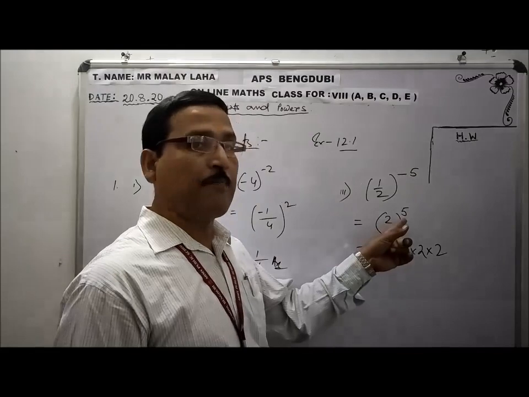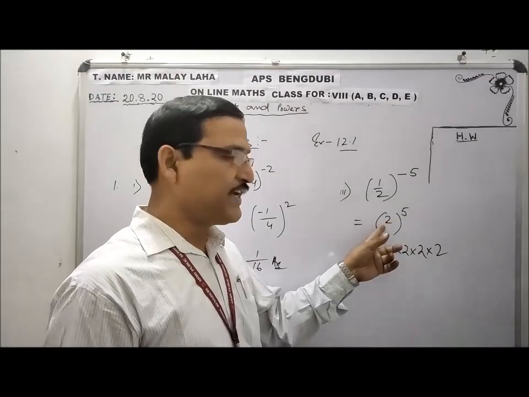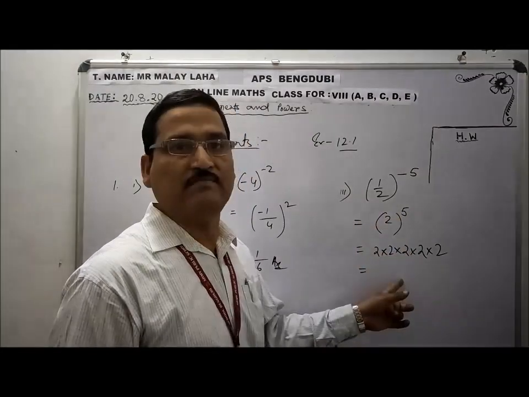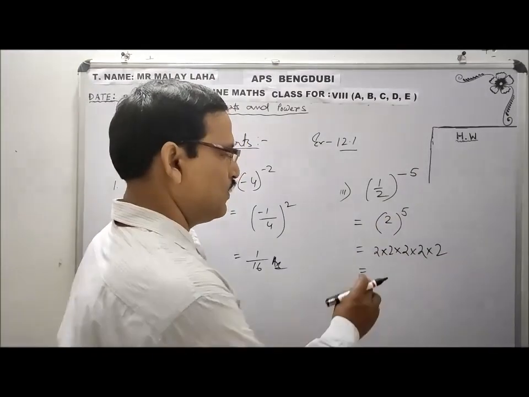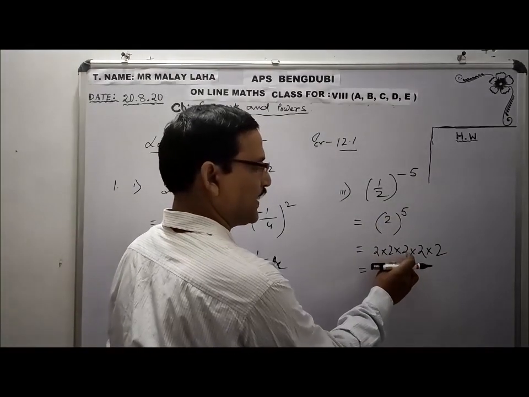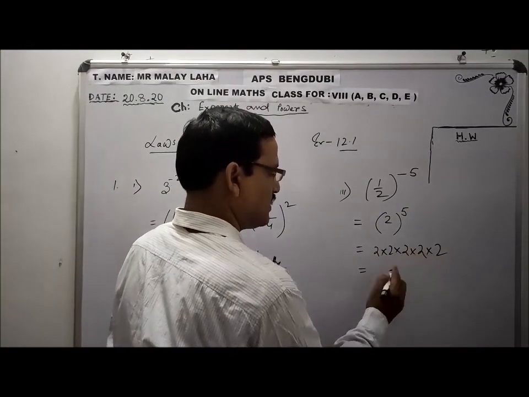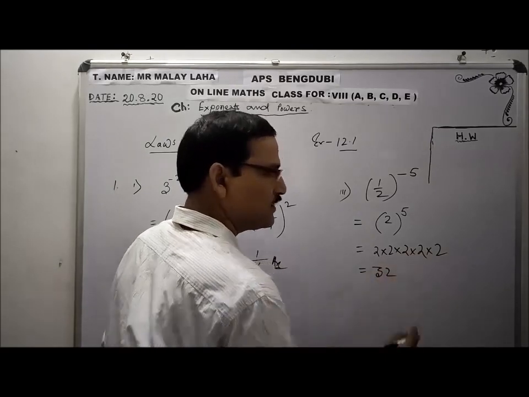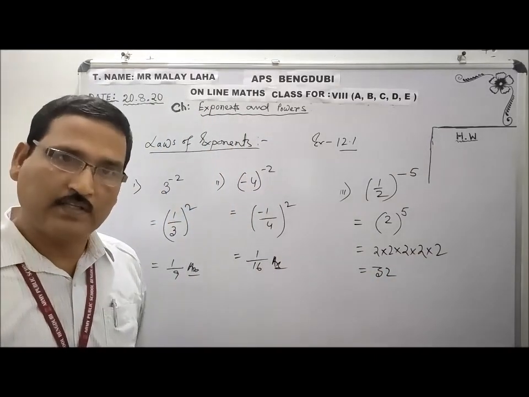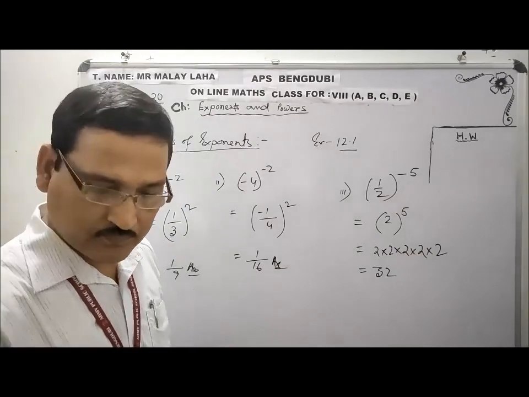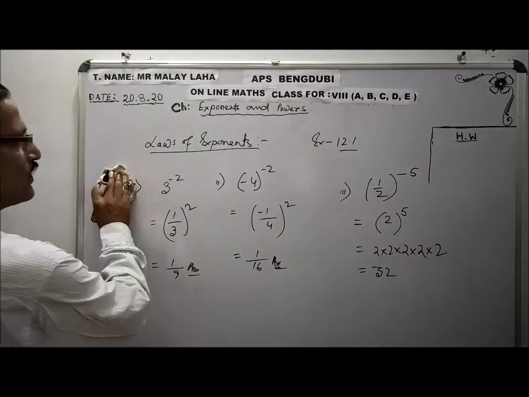What is the meaning of power? You have to write down the base that many times. After that you multiply. 2 to 4, 4 to 8, 8 to 16, 16 to 32. This is the answer. Got it? Any problem? No problem. Okay.